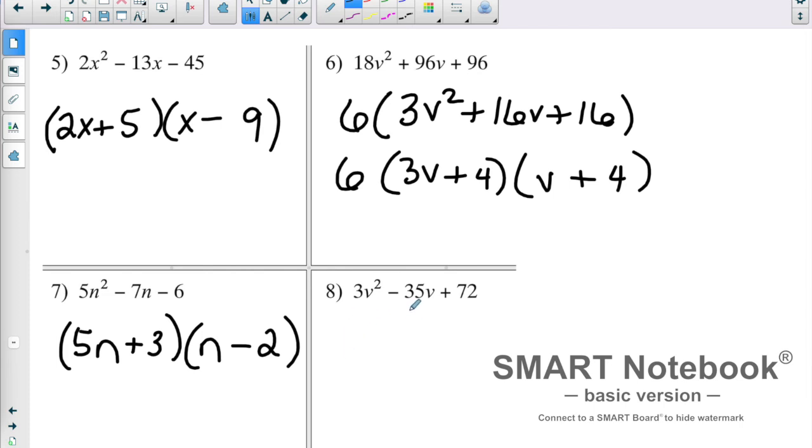Number 8, there is no GCF again. So 3v times v. Things that multiply to give you 72, there's a bunch of different options. I need the 9 here and the 8 there. So negative 9, negative 8. This would multiply on the outside to give you negative 27, on the inside negative 8, which does combine to give you negative 35. And it would have multiplied negative 8 times negative 9 to give me a positive 72.